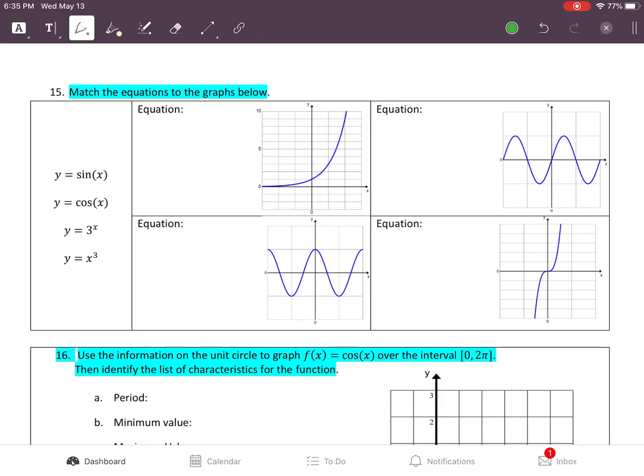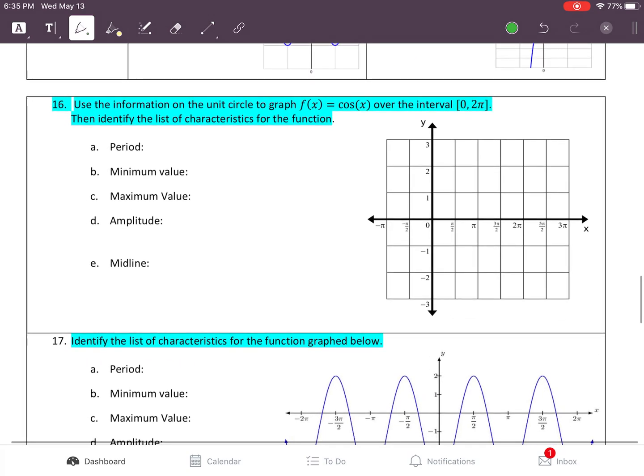Match the equations to the graphs below. For the first one, this is an exponential function, so y is equal to 3 to the x. The next one, since it's starting at 0 and going up first, is a sine graph. Y equals the sine of x. Since this next one starts at 1, it is the cosine graph. And lastly, that is a cubed graph, so y equals x cubed.